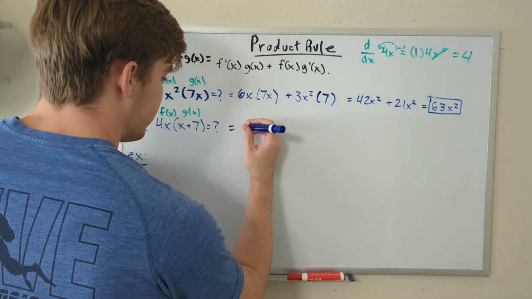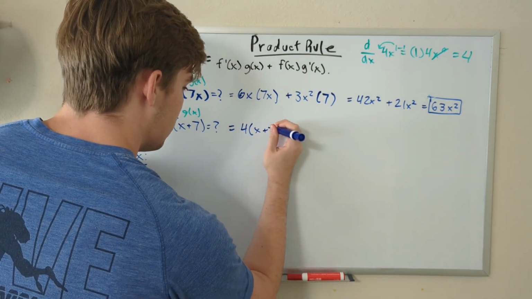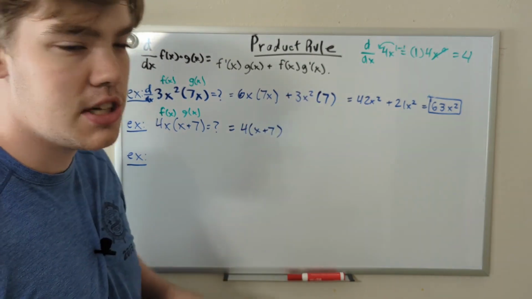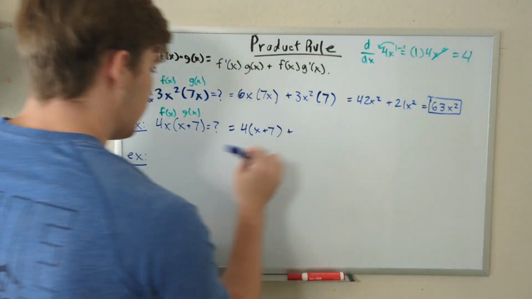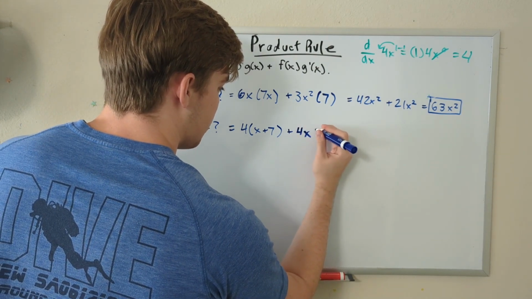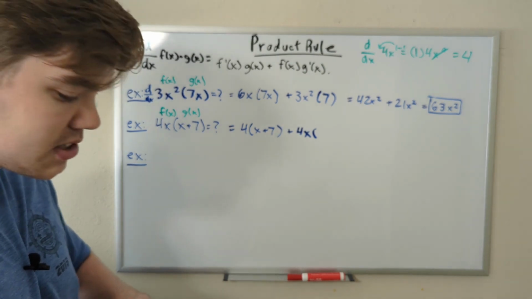f prime of x, which is just 4, is being multiplied by g of x, which is x plus 7, as so. And now we need to add f of x times g prime of x. So we already know f of x, that's just 4x over here. Add 4x, and then multiply that by g prime of x. So let's find the derivative of x plus 7.